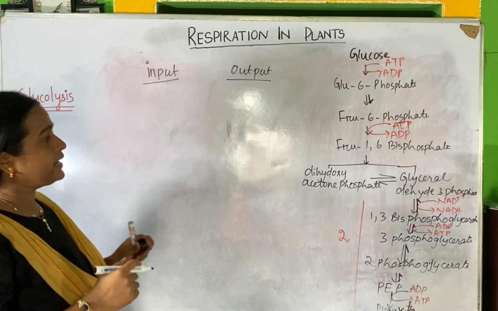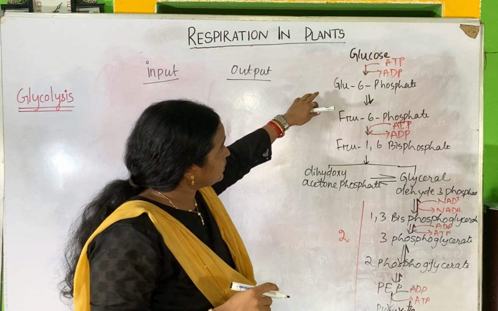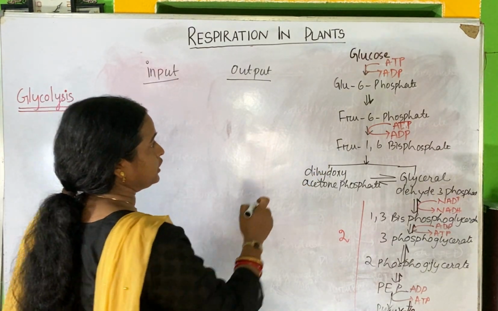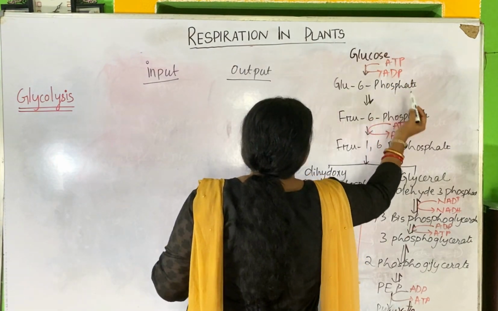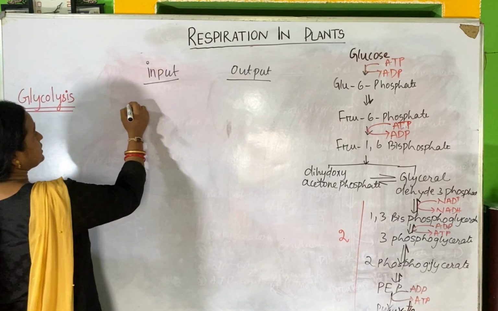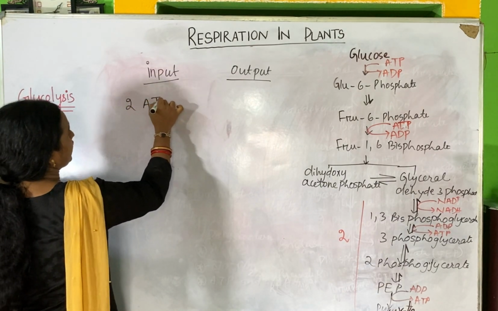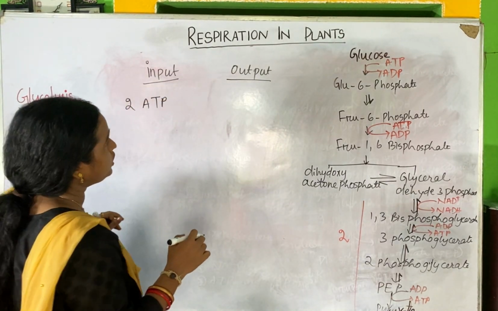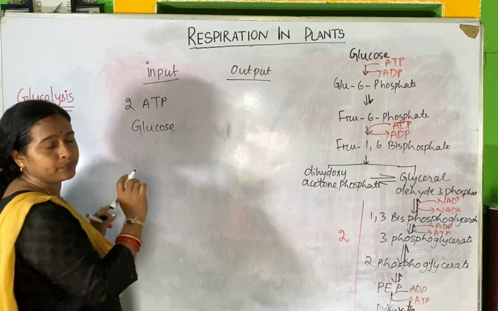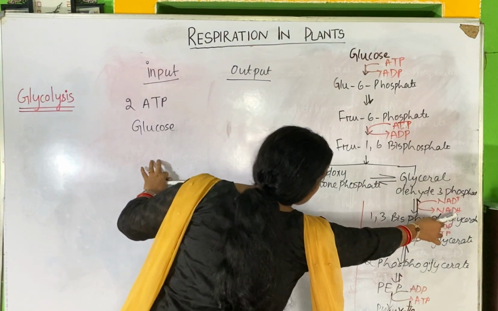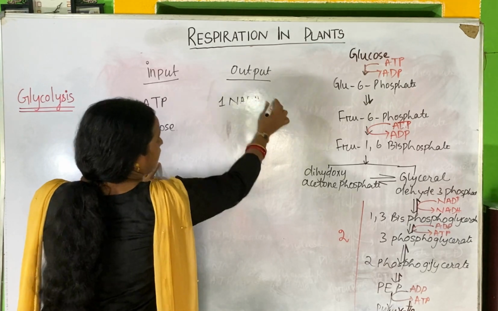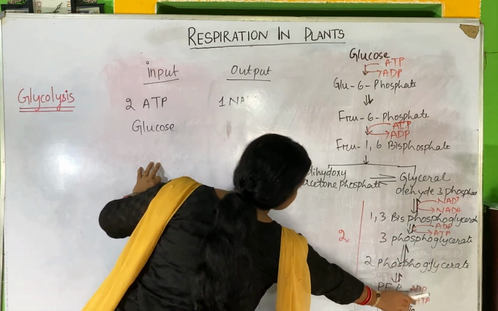So you can see I just wrote the ATP and NADH production and utilization. Here 1 ATP is utilized, here 1 ATP is utilized. That means the input is 2 ATP. Now the input is 1 glucose molecule also. And for the output, here you can see 1 NADH will be produced. And here 1 ATP and the second ATP.